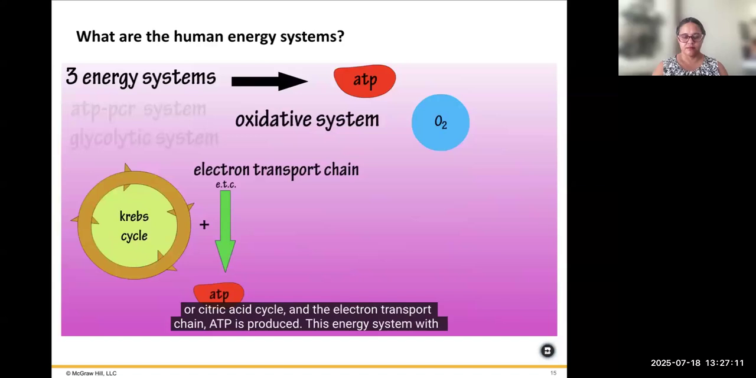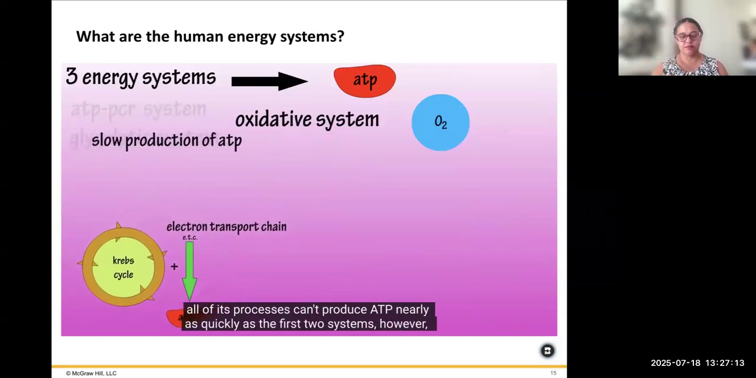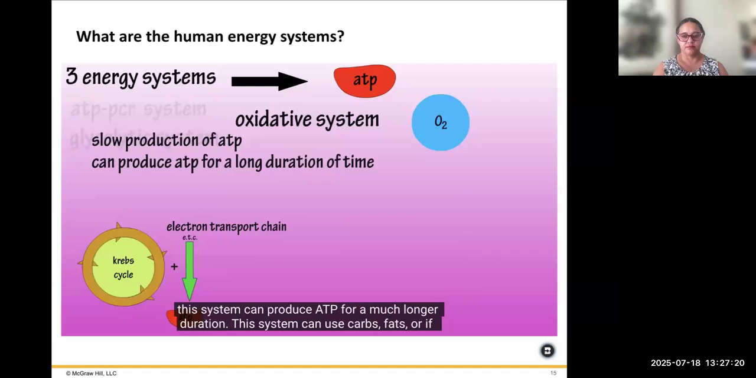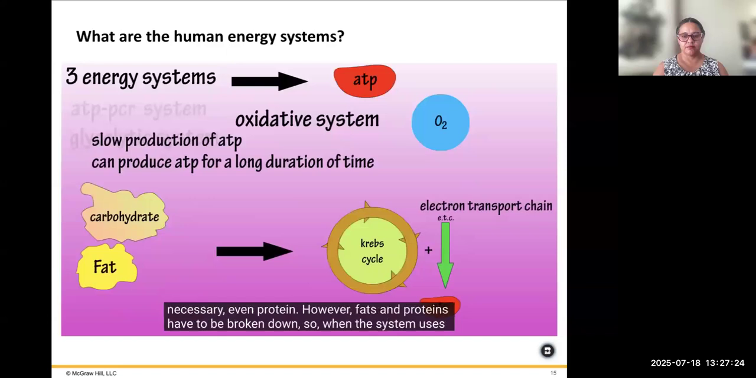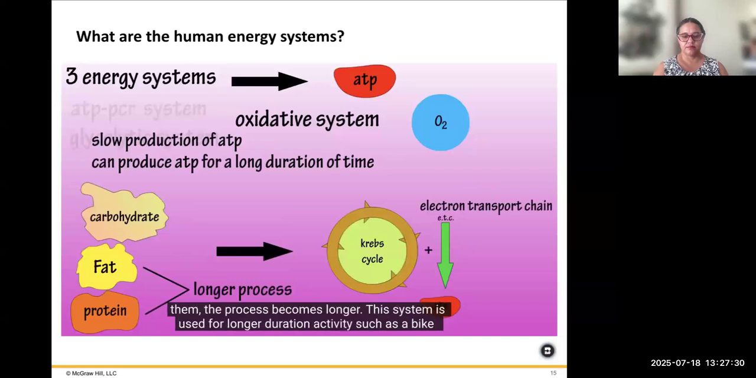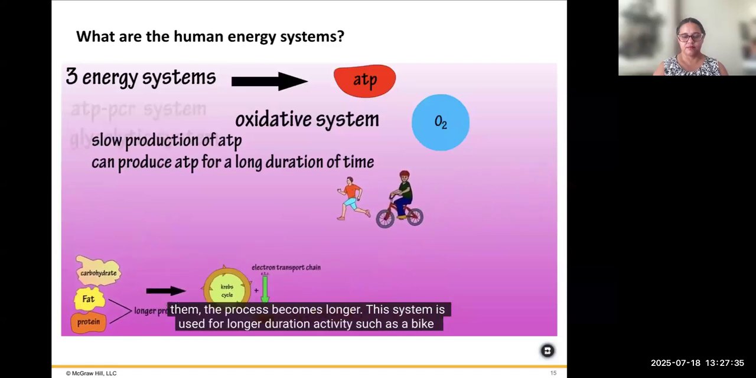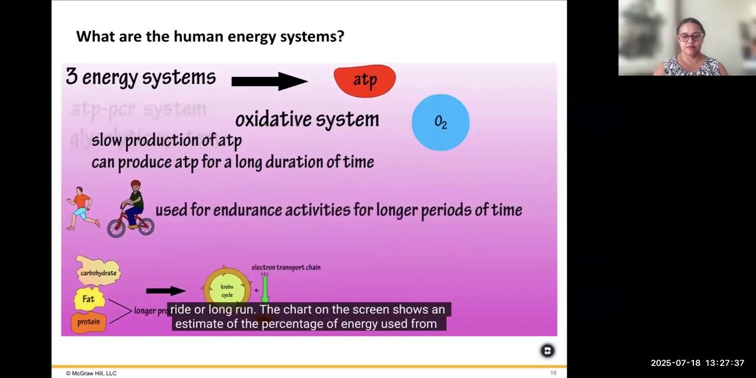This energy system, with all of its processes, can't produce ATP nearly as quickly as the first two systems. However, this system can produce ATP for a much longer duration. This system can use carbs, fats, or if necessary, even protein. However, fats and proteins have to be broken down, so when the system uses them, the process becomes longer. This system is used for longer duration activities, such as a bike ride or long run.